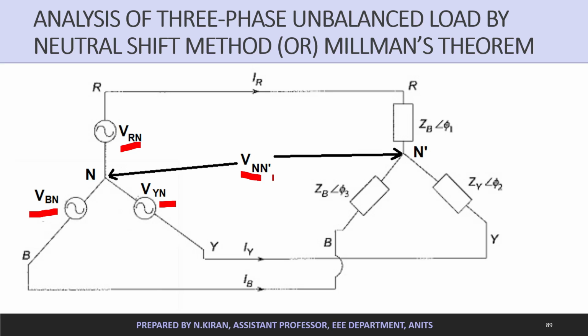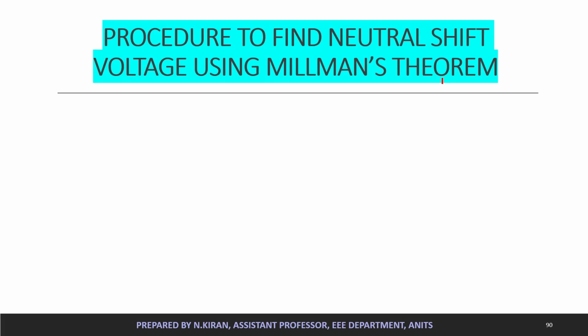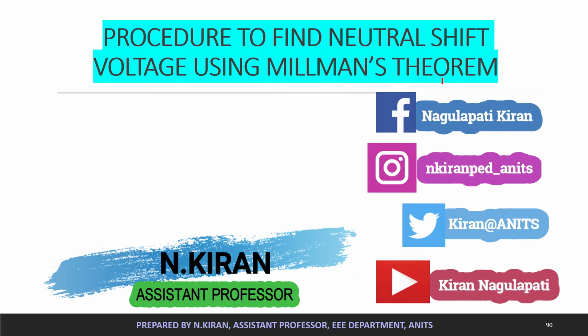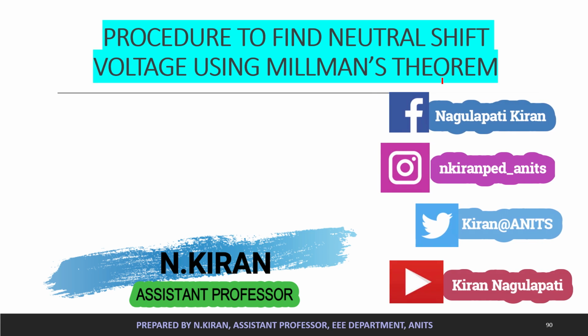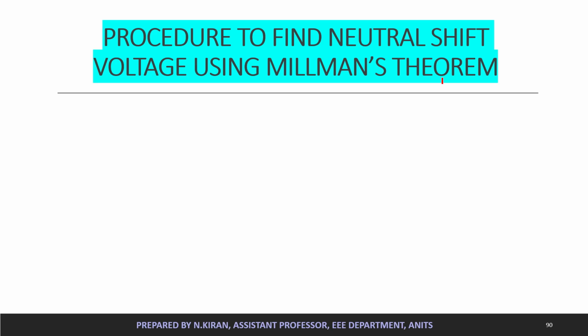So we'll see this procedure, how to find the phase voltages of the load from the knowledge of source voltage as well as neutral shift voltage. Next we'll discuss the step-by-step procedure: how to find the neutral shift voltage using Millman's theorem, and from the knowledge of neutral shift voltage, how we can find the phase voltages of the load.